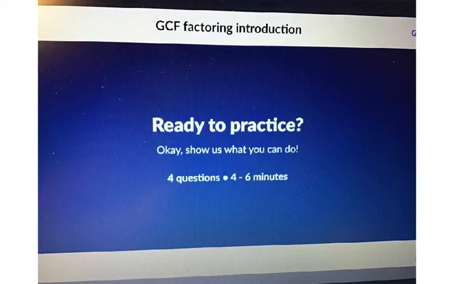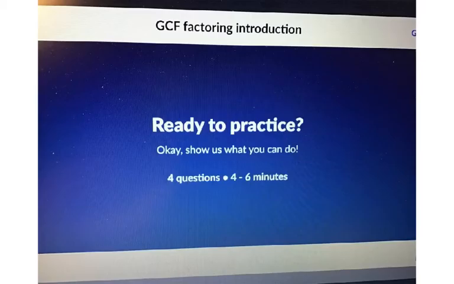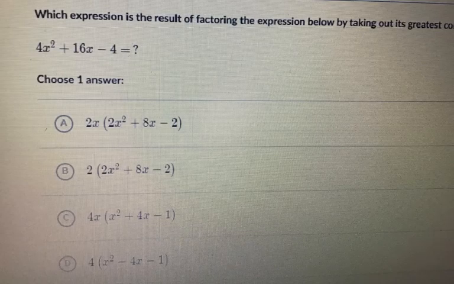But I'm going to do GCF Factoring Introduction. After I clicked start, that start button right over there, it started it for me. So I went ahead and clicked yes. Here was my first problem. Let's practice some factoring, shall we?